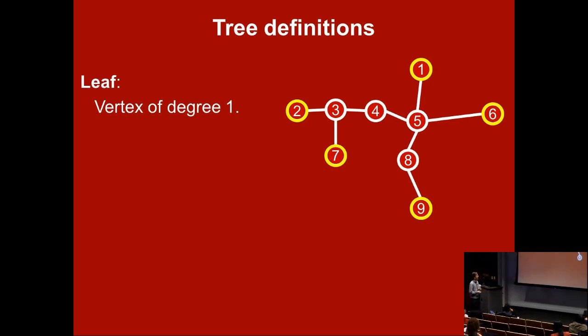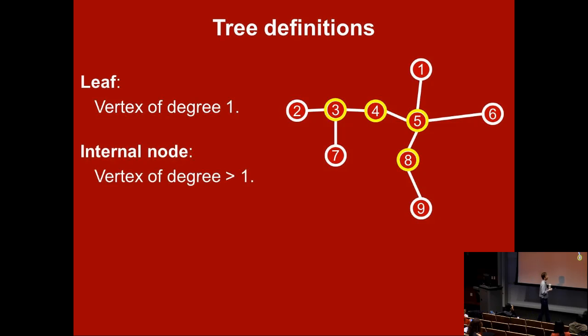So let's say you have a tree. Well, a leaf means a vertex of degree 1. So this tree has 5 leaves. And an internal node is all the other nodes, degree more than 1. So this one has 4 internal nodes.